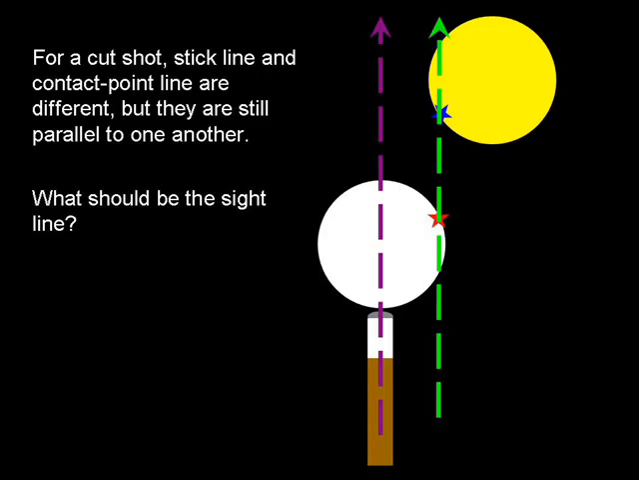Things are different when you go to a cut shot. As you can see here, the stick line and the contact point line are no longer the same. They're separated from one another, but importantly, they are parallel to one another. For a given shot, such as the one shown here, any valid aiming system must get to this stick line and get to this contact point line, or else the shot's not going to go where it needs to go. From this point, the only thing that can differ about one aiming system from another is the sight line.